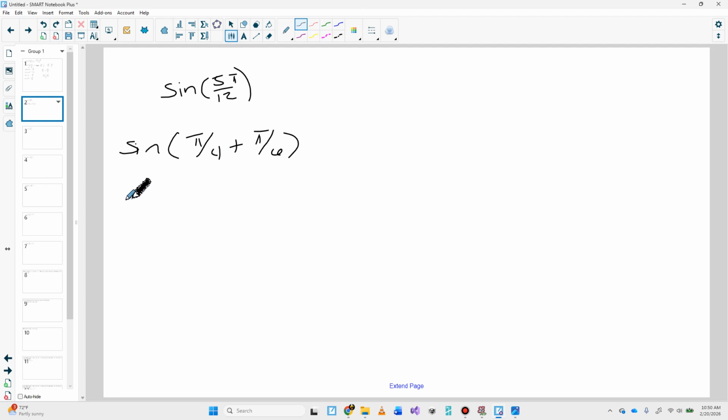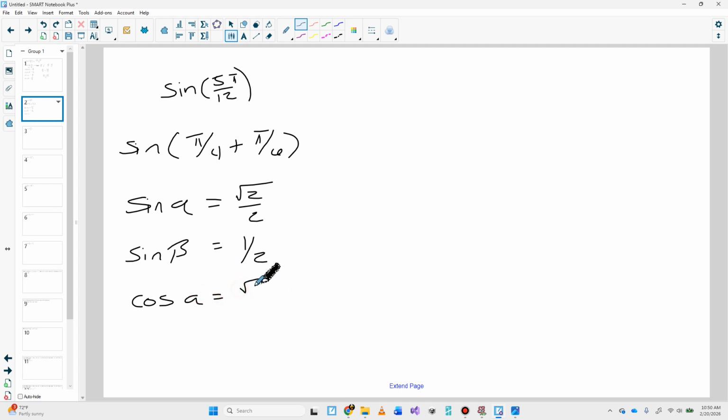All right, so I need to write down a few pieces of information. I need to know the sine of alpha, which is the sine of pi over 4, which is the square root of 2 over 2. I also need the sine of my beta angle, which is pi over 6. Well, the sine of pi over 6 is 1/2. I also need the cosine of my alpha angle, which is the square root of 2 over 2. And I need the cosine of my beta angle, which is the square root of 3 over 2. This is my alpha angle, and this is my beta angle.